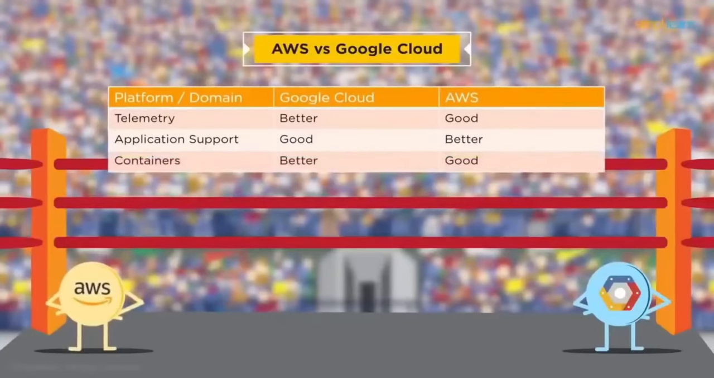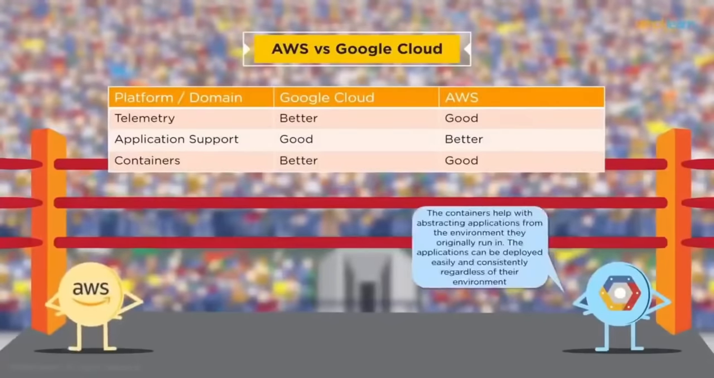Containers are better with GCP. A container is a virtual process running in user space. As Kubernetes was originally developed by Google, GCP has full native support for the tool. Other cloud services are just fine-tuning a way to provide Kubernetes as a service. Also, the containers help with abstracting applications from the environment they originally ran in. The applications can be deployed easily regardless of their environment.